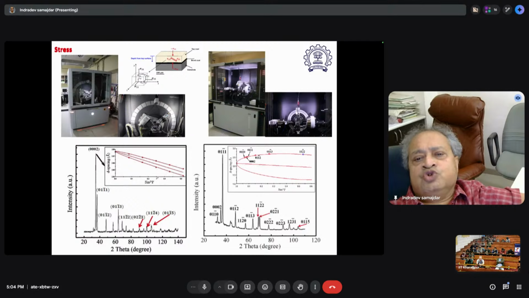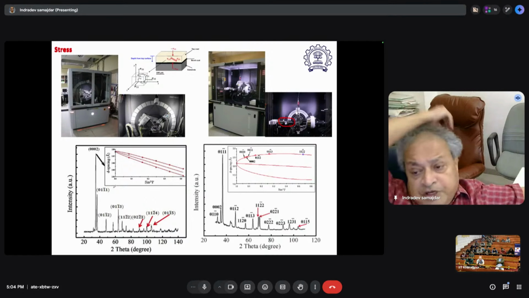So we use 2 systems. One is a standard Empyrean, but this is with a Eulerian cradle. And we use Bruker's D8, which comes with a micro source. 50 nanometer is a minimum we can go, and of course, an area detector. This has multiple detectors. In this configuration, I think it can pick up. So we can measure it.